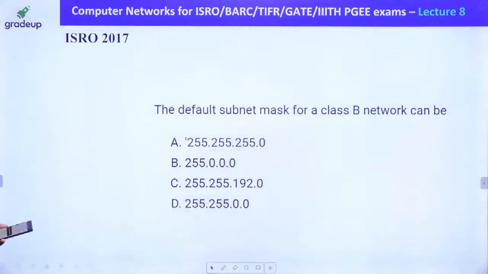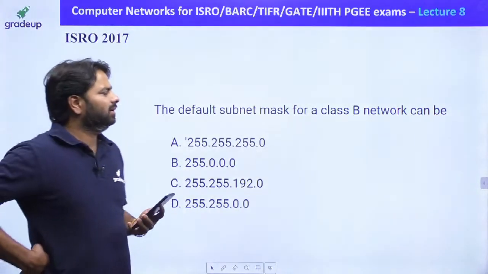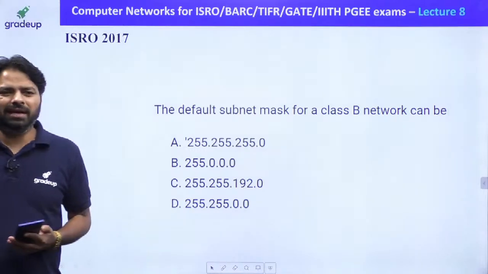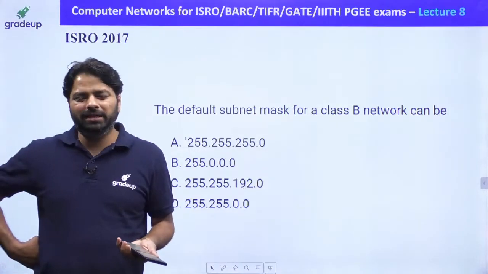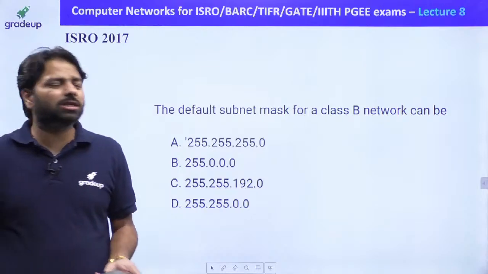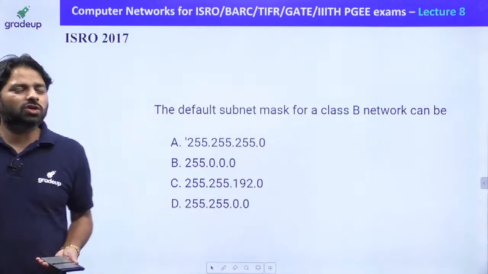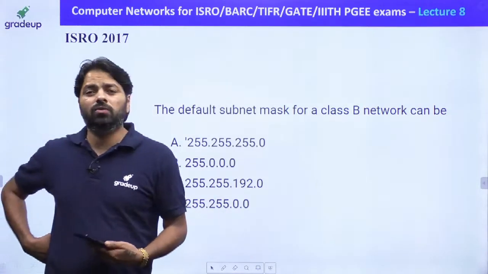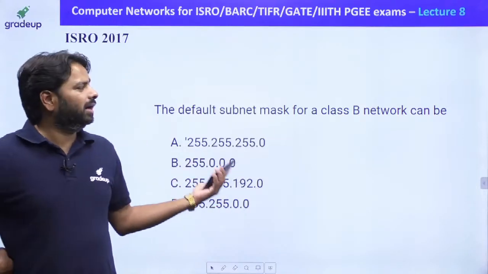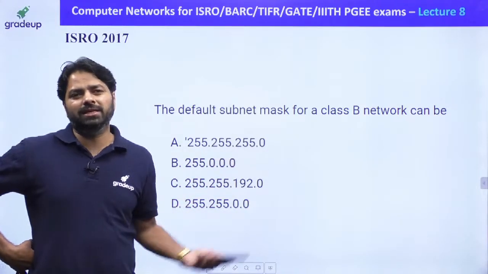The default subnet mask for a class B network. It depends on the network bits and host bits that you will make a mask. So how many network bits will be there, how many host bits will be there, so that you can make the subnet mask very easily.